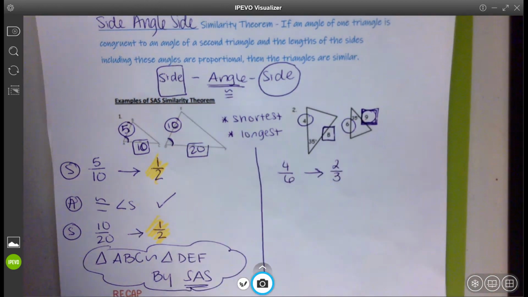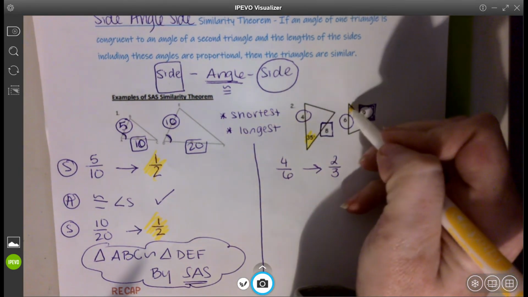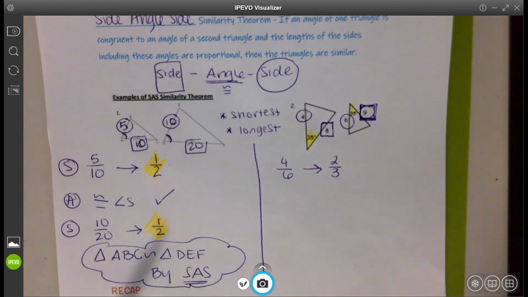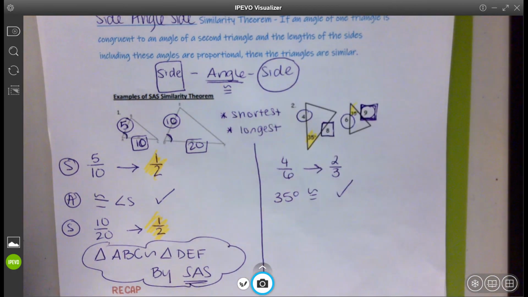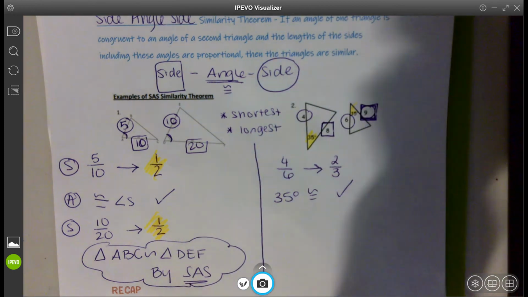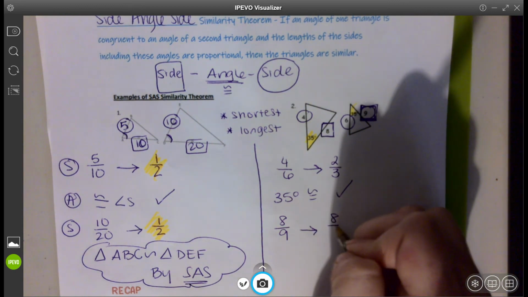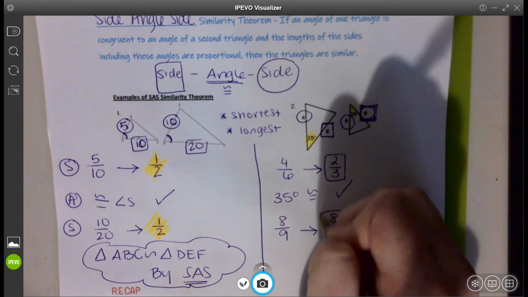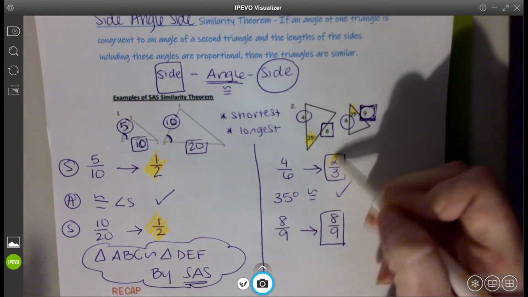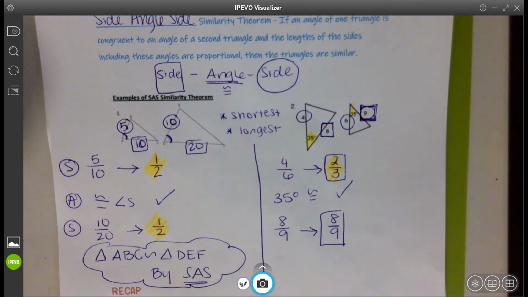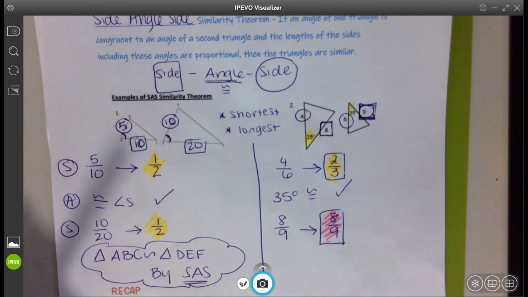All right. Do the angles in both triangles have the same measure? Sandwiched in between? They do. They're both 35 degrees. So they're congruent. I'm going to put a check. And then the last pair is 8 over 9. That cannot be reduced, so I'm just going to write 8 over 9. So we can see that we have 2/3 and 8 over 9. Do those numbers match? Does 2/3 match 8 over 9? No, they do not. So since these do not match, the triangles are not similar.